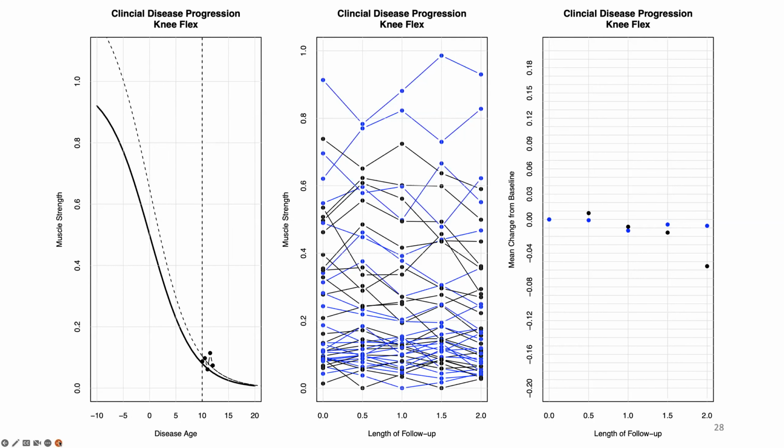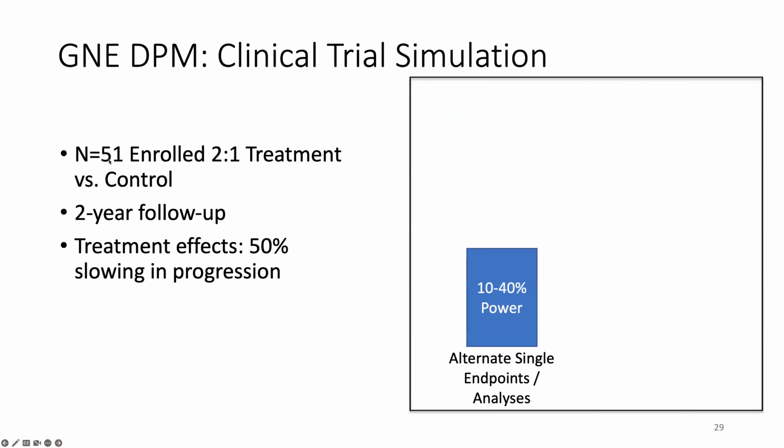So we did this process with a proposed trial that the individuals at the NIH had. The proposal was to enroll 51 participants, randomized 2-to-1 treatment versus control, have a 2-year study, 30% slowing in progression. And when we did this and we looked at lots of single endpoints, so back to that table that we showed earlier, or simple analyses of these QMAs, what we saw is that we had about 10 to 40% power, depending on the endpoint or analysis for this study.